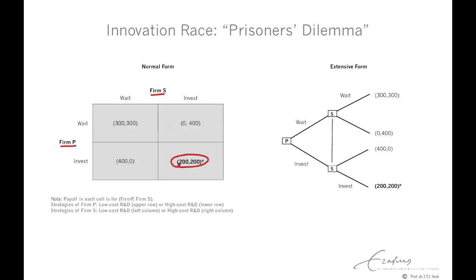It can also be the case that one of the firms moves first and the other one doesn't invest or waits. In that case, the first mover captures the complete market. If firm P moves first and firm S waits, we're over here, and firm P receives the total value of 400 million and firm S receives 0. In the other case, firm S moves first and firm P waits, firm P receives 0 and firm S receives the whole market value.